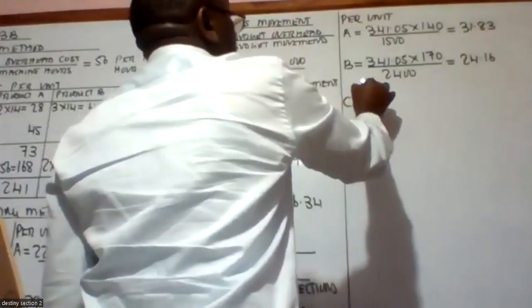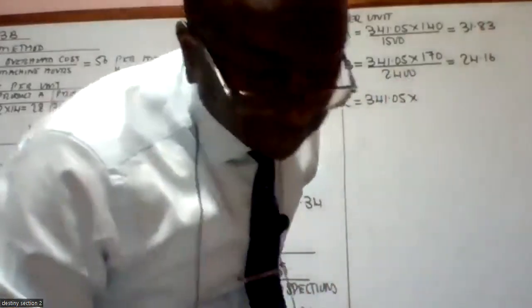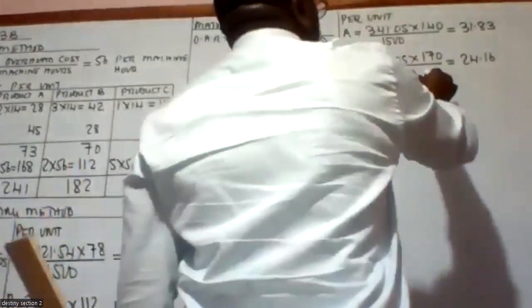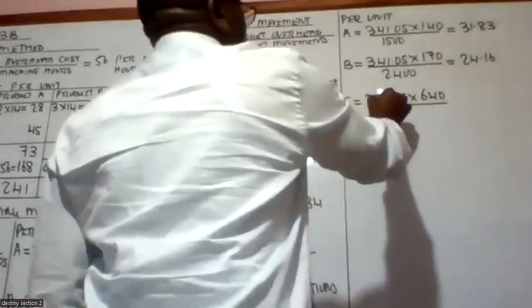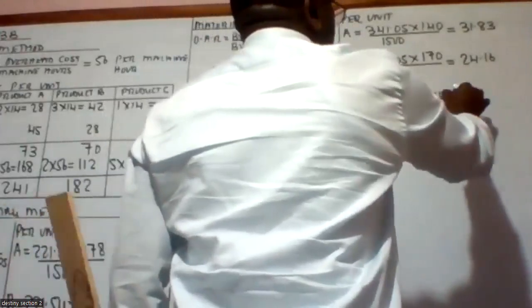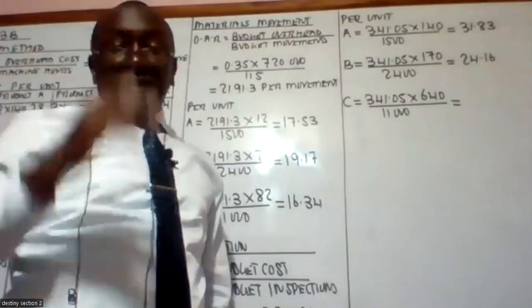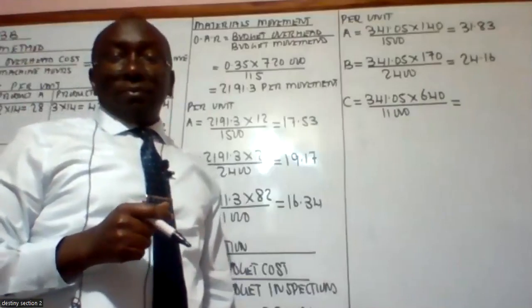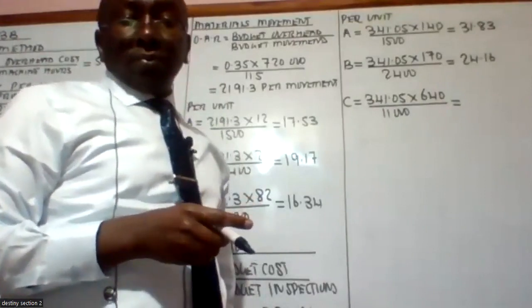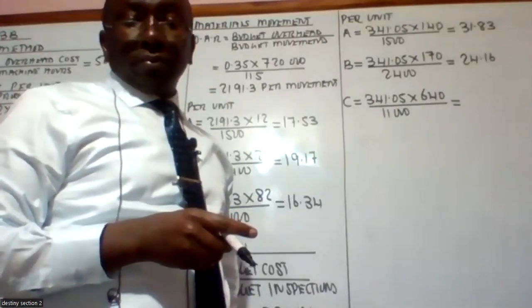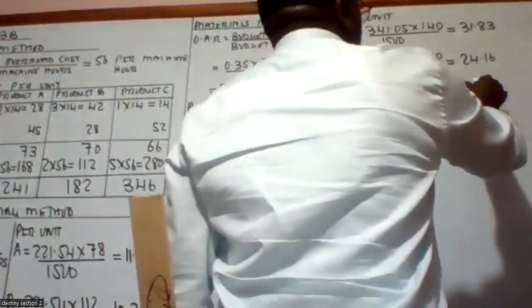For C it is 341.05 times the number of inspections, 640. You divide by 11,000. That is $19.84.